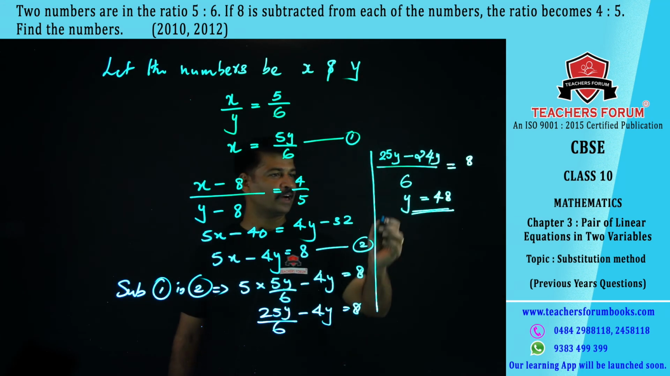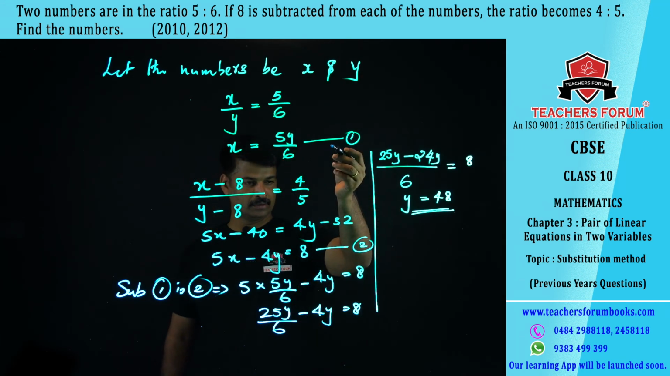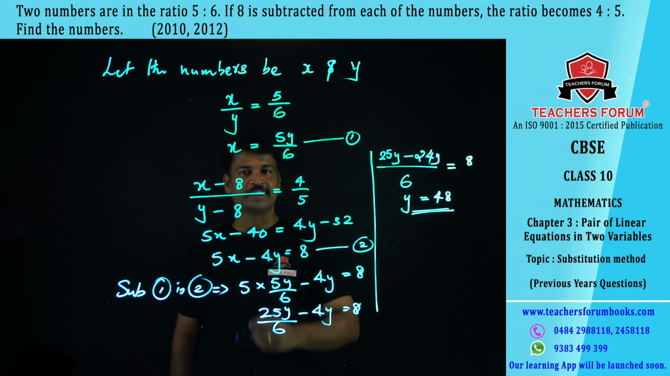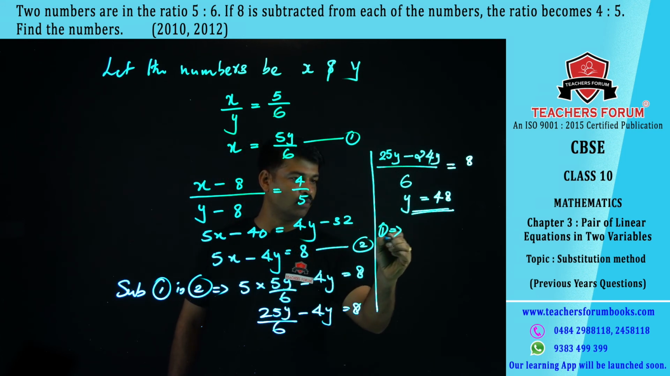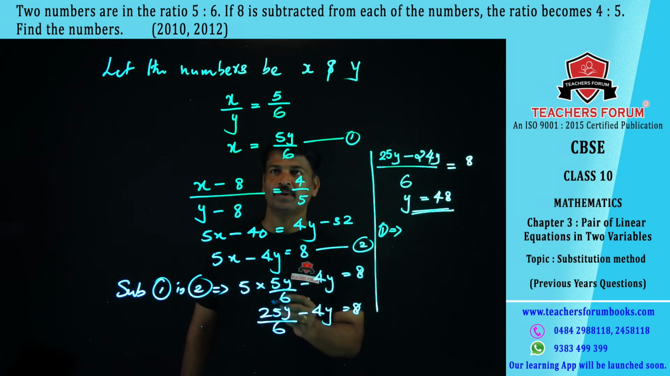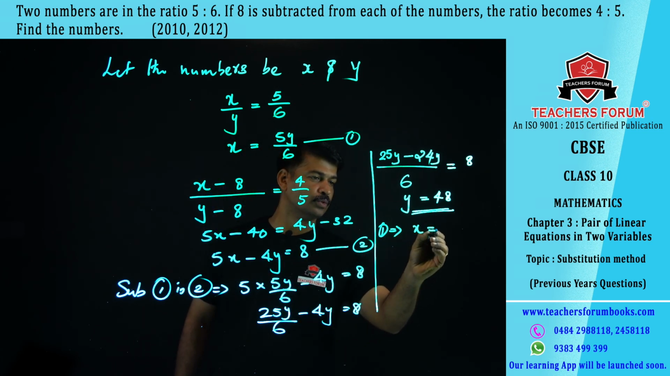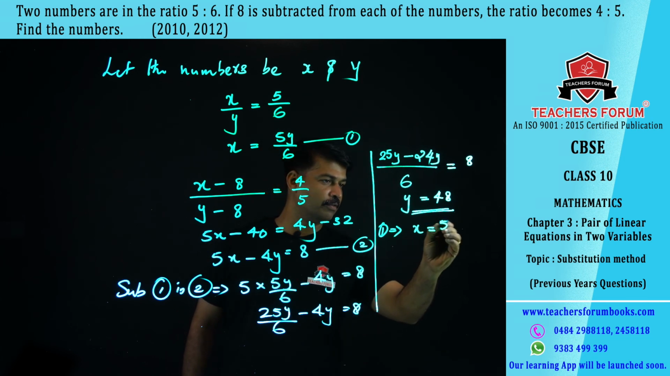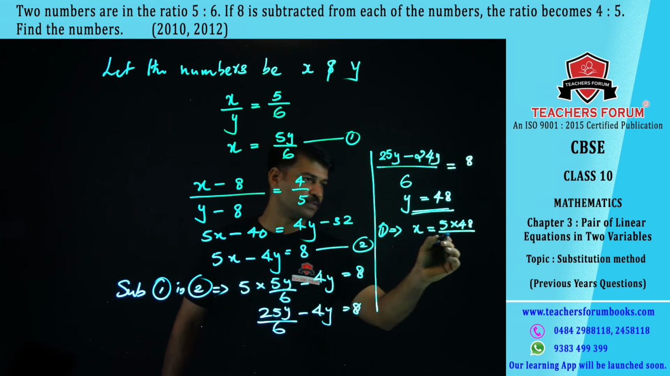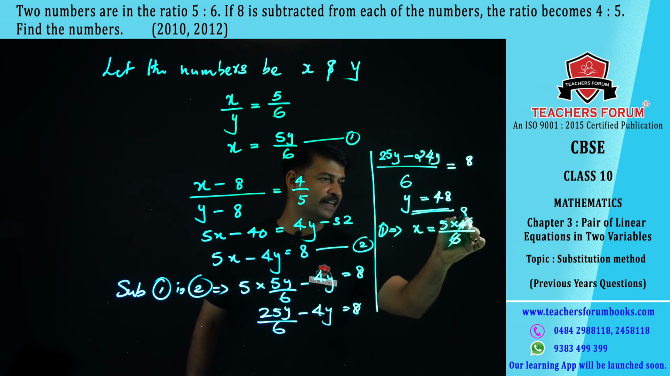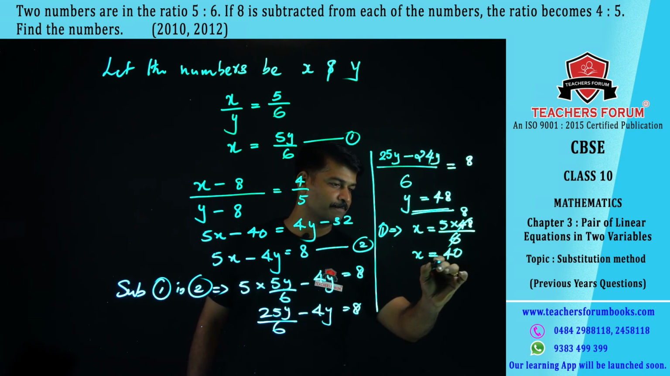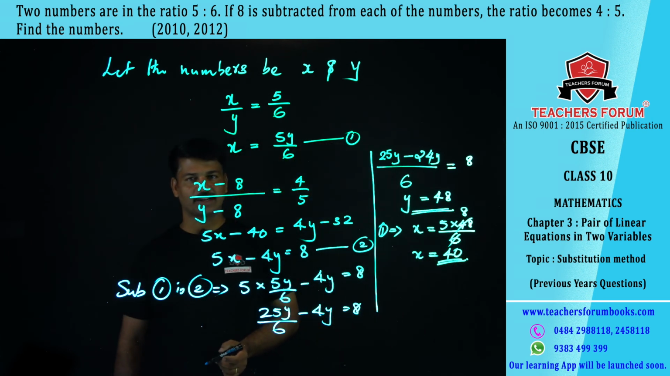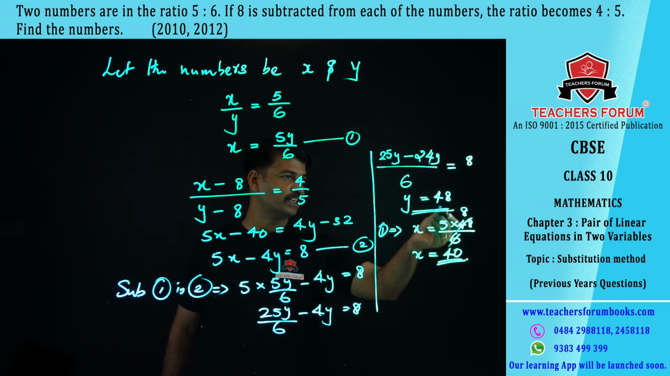Now if you substitute the value of y in equation number 1 or 2, you will get the value of x. I think it will be easy to substitute in equation number 1. So let us substitute the value of y in equation number 1. Then equation number 1 becomes x is equal to 5y by 6, that is 5 into 48 by 6. 6 into 48 cancels 8 times. Then you will get the value of x as 8 5s are 40. So the numbers are x and y, isn't it? So the numbers are 40 and 48.